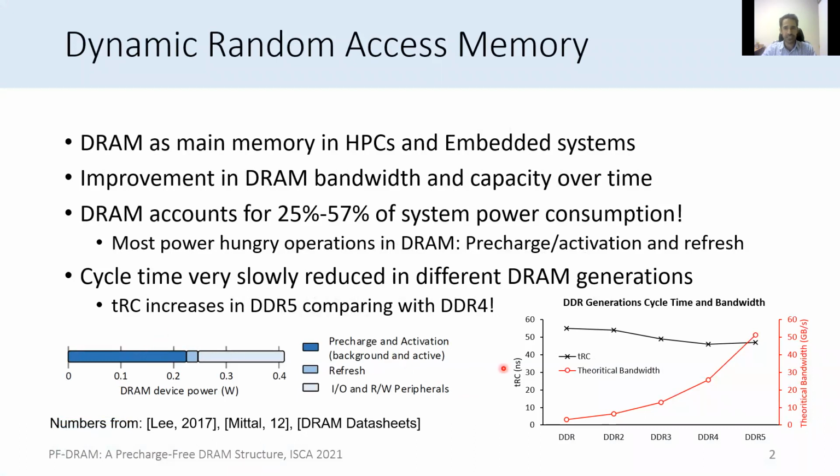Furthermore, as you can see in this figure, DRAM cycle time has only improved from 55 nanoseconds to 47 nanoseconds from the first generation of DDR to DDR5.